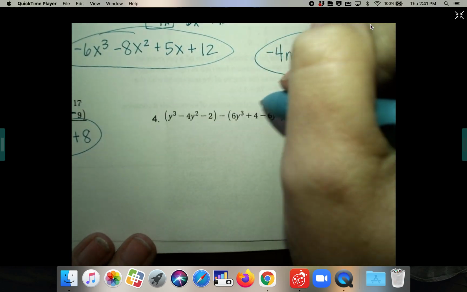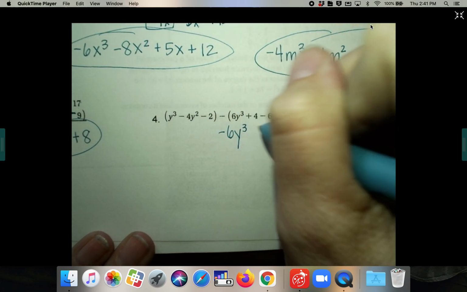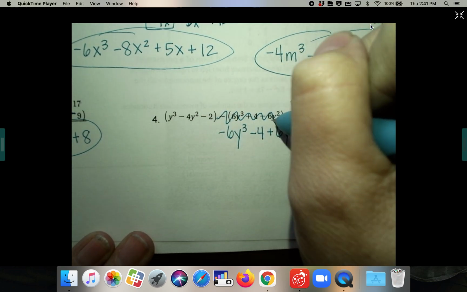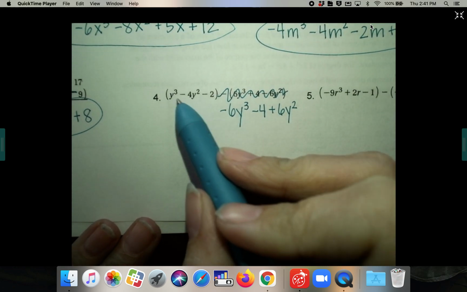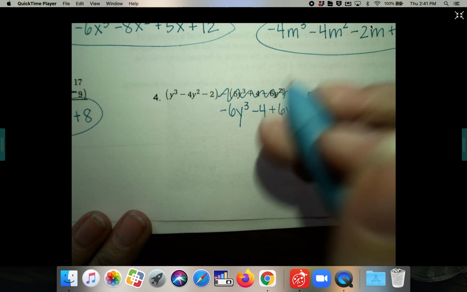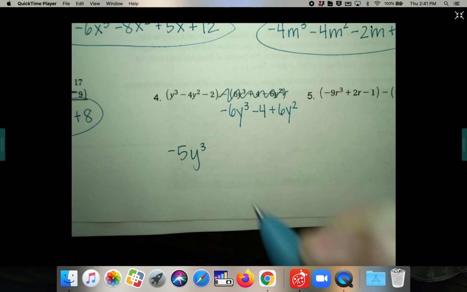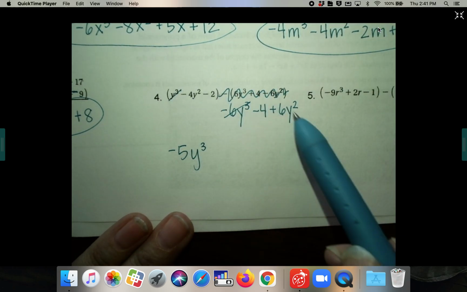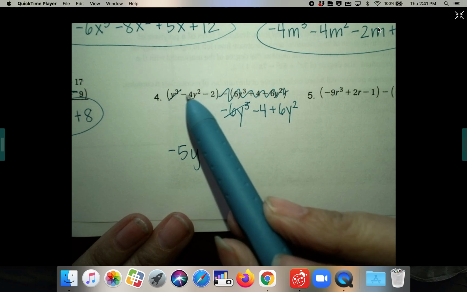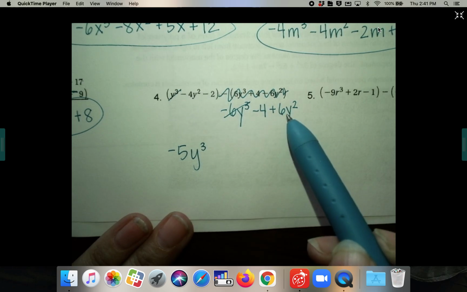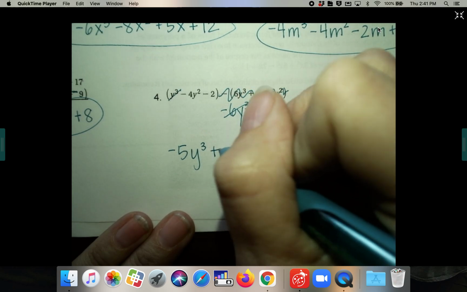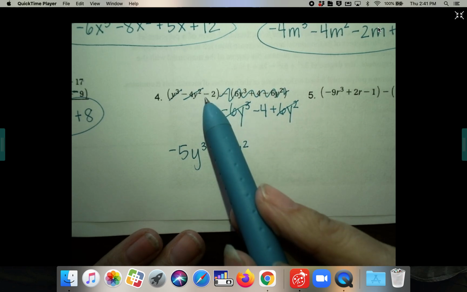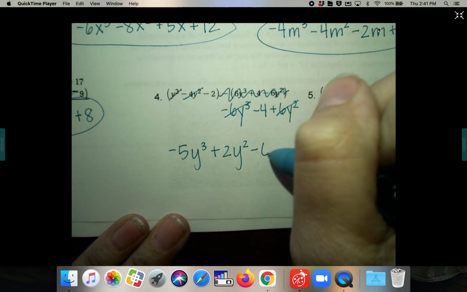All right, distribute that negative. That's minus 6y to the third minus 4 and plus 6y squared. So now I'm going to combine my like terms by adding. 1y to the third minus 6y to the third is negative 5y to the third. Squared and squared, these are the two next like terms. Negative 4y squared plus 6y squared is positive 2y squared. And then these are like terms. Negative 2 and minus 4 more is negative 6.